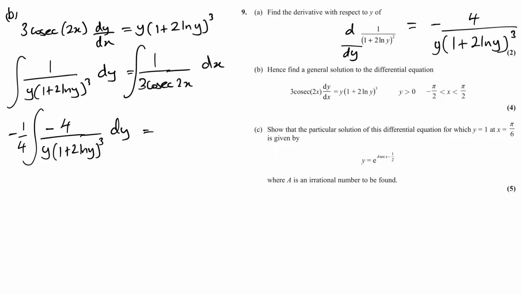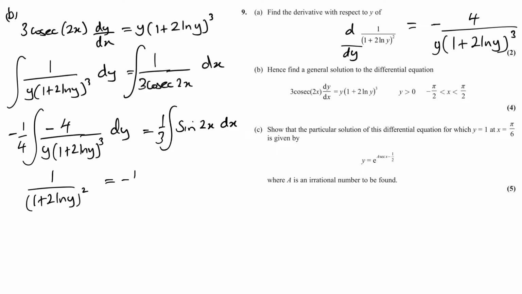I'm just going to pop an equals there, and I'm just going to finish this left-hand side off because it's going to be this now. So it's going to give me 1 over 1 plus 2 ln y squared. Now, looking at the right-hand side, I can take the 1 over 3 out, just to make my life a little bit easier. 1 over cosec is going to be sine 2x dx. And then sine differentiates to cos, so it integrates to negative cos.